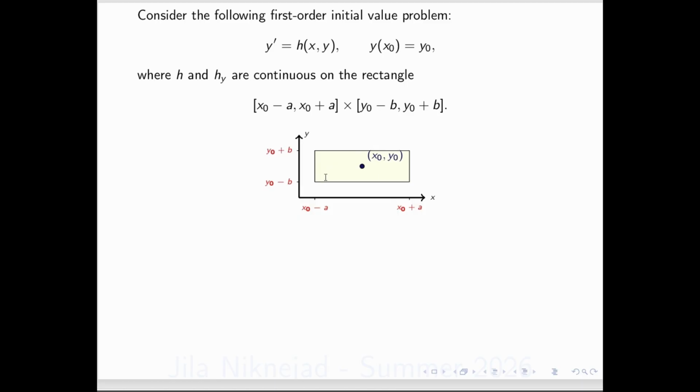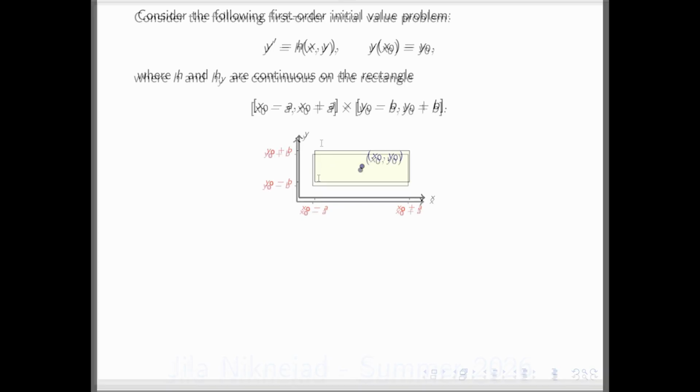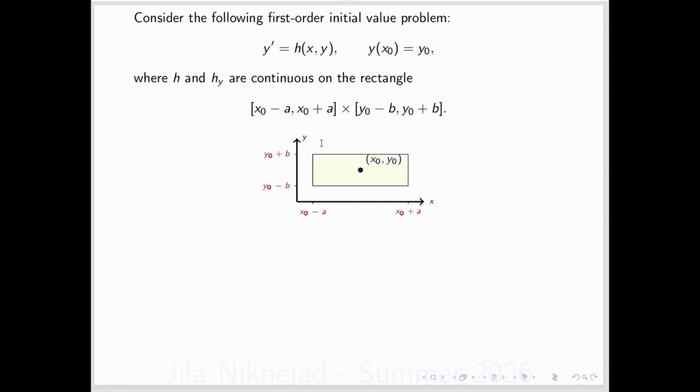This rectangle is basically the rectangle whose length goes from x naught minus a to x naught plus a, and whose height goes from y naught minus b to y naught plus b. We want to define a recursive formula for a sequence of functions called Picard's iterates that increasingly approximate the solution to this equation as the recursion is applied repeatedly within this rectangle.